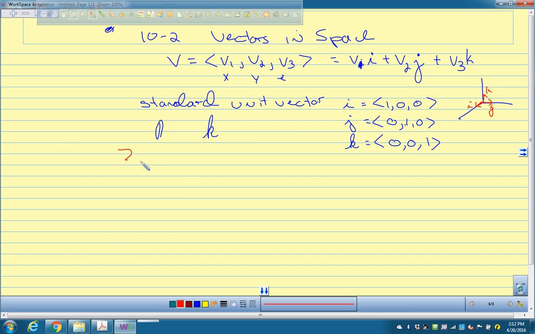Okay? The zero vector, guess what that looks like? What do you think I have in all the spots? Zeros, right? 0, 0, 0 is the zero vector.